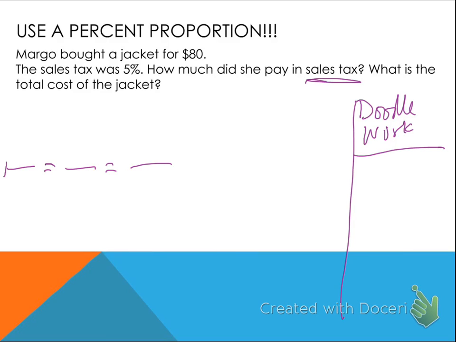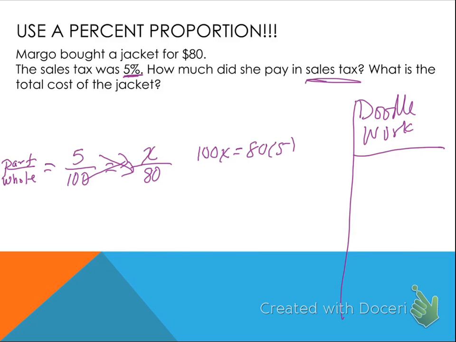So I'm going to set up my proportion, part to whole. I do want you writing those words all the way out right now. And then this second ratio is my percent ratio. I have 5%, which is 5 over 100. And then the total cost of the jacket, the whole cost, is $80. So now I'm going to cross multiply and divide. So I end up with 100x is equal to 80 times 5. I'm going to come over here and I'm going to work out 80 times 5. And I get 400.